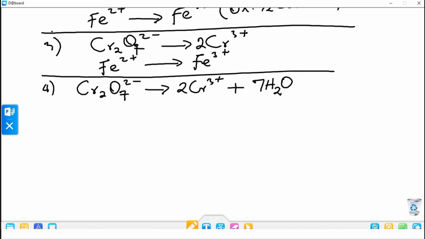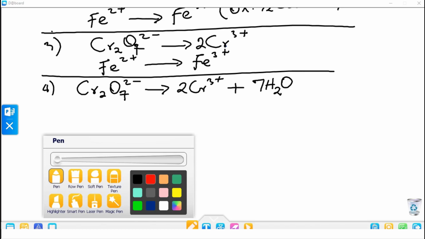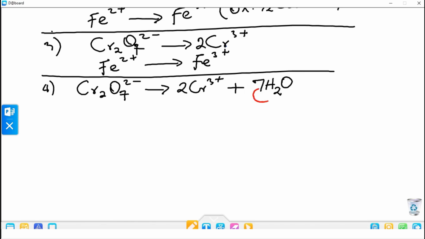Somebody may ask, how 14? It is 14 because this 7 applies to both oxygen and hydrogen. So for hydrogen, it's going to be 7 times 2, which is 14. But for oxygen, it's just 7 times 1, which is 7. So we have brought in 7 oxygen atoms and 14 hydrogen atoms. That is just what we've done.